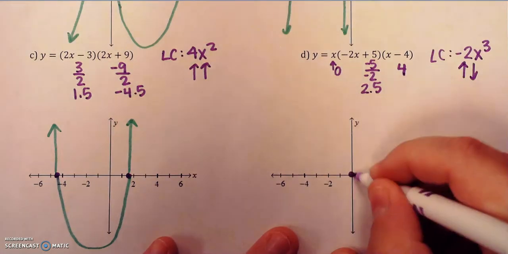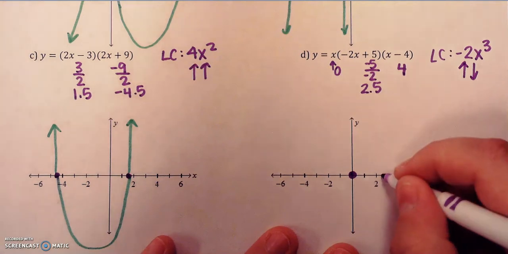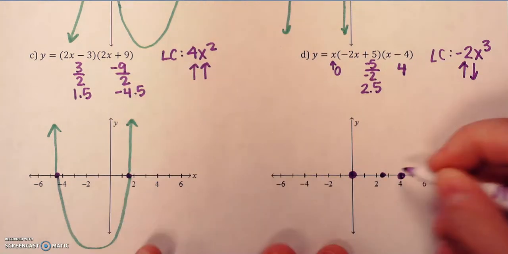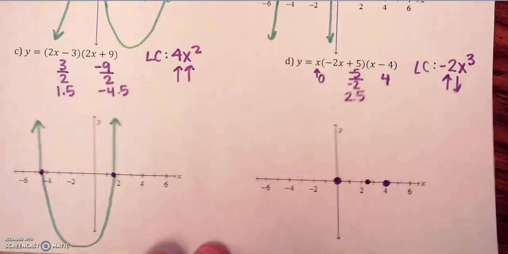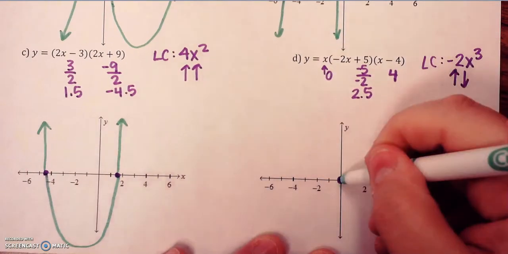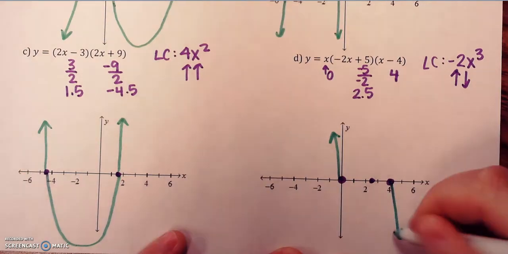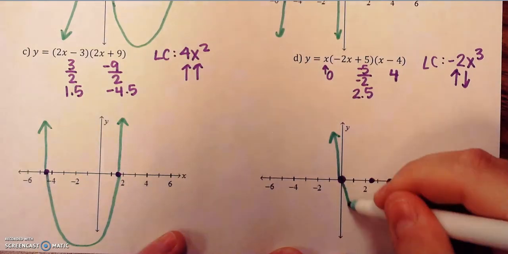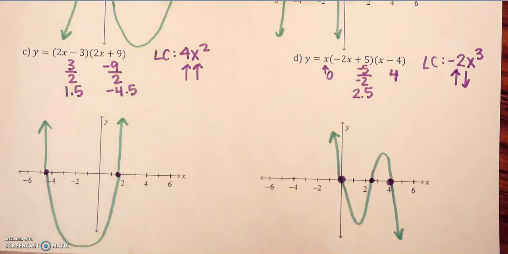So I'm going to just put those on the x-axis. 0, 4. 2.5 is going to come right between the 2 and the 3. So I know I'm going to point up at the beginning and I'm going to point down at the end, and you're just going to wave through here. These are just a sketch, just an estimate.